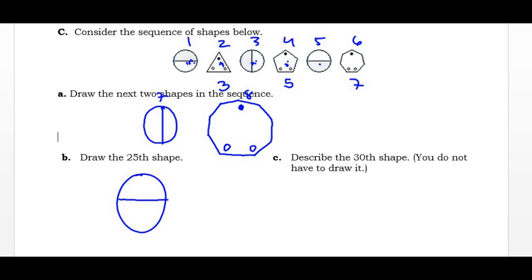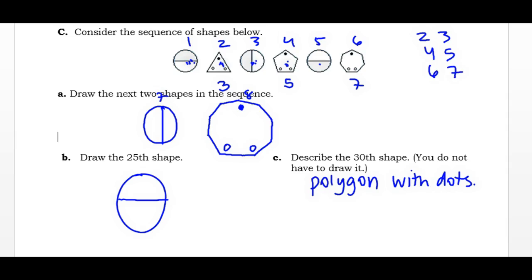Describe the 30th shape, but you don't have to draw it. So even shapes are polygons. I know it's going to be a polygon. And it's going to have the dots. I need to figure out what kind of polygon it's going to be, how many sides it's going to have. So again, I could just come up with a list. I know that the second one had 3, and the 4th one had 5, and the 6th one had 7, and the 8th one had 9.